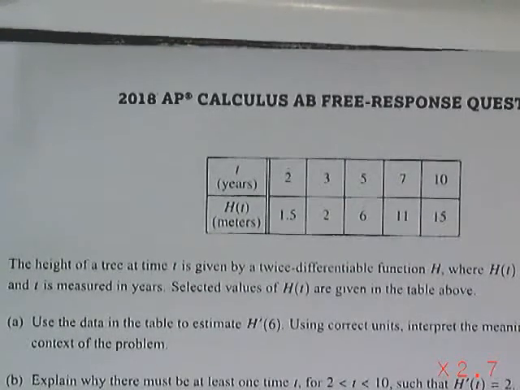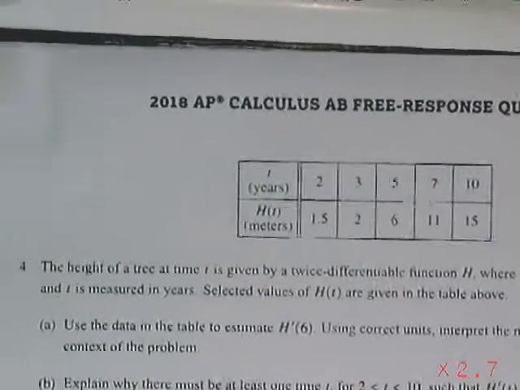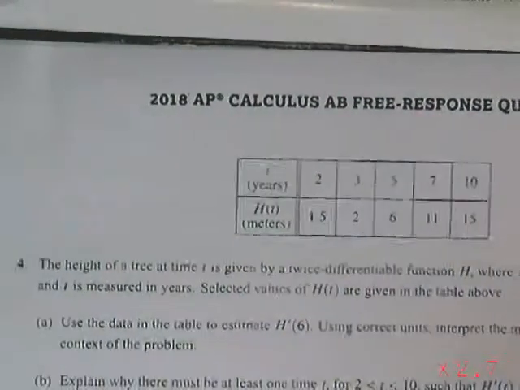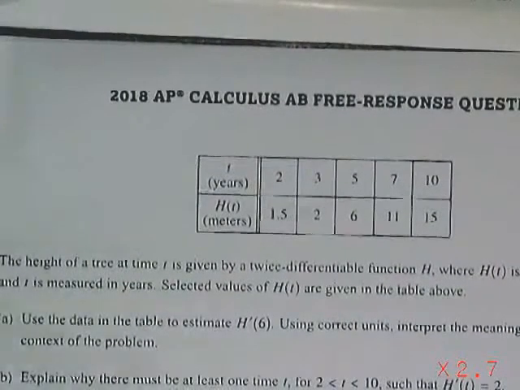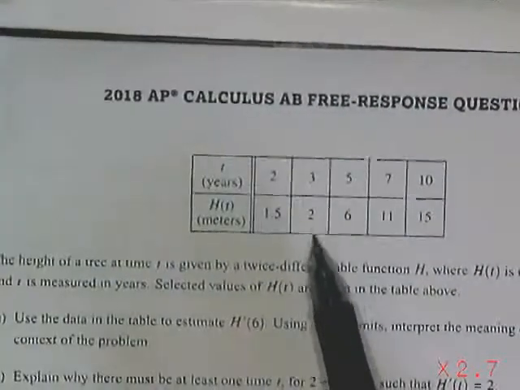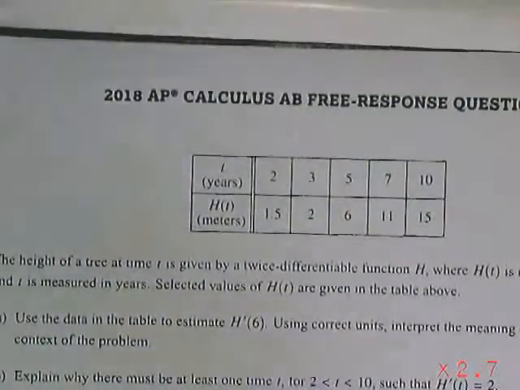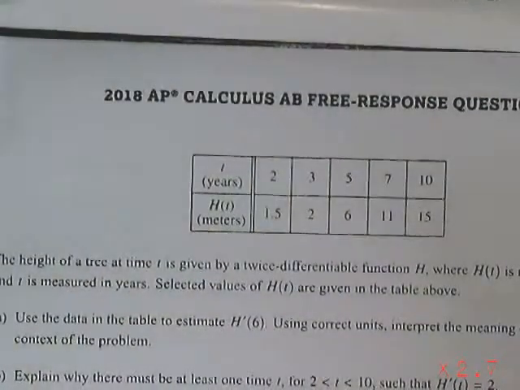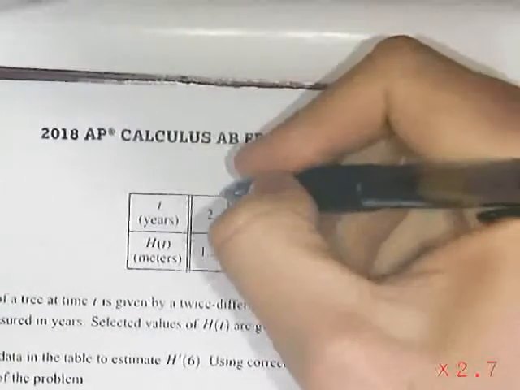Alrighty, time for another one. Question 4 from the 2018 AP Calculus AB free response question. This is a non-calculator question. Let's get to it. We see a chart before we even start reading, so we're thinking there's probably going to be a Riemann sum in our future. So let's do these intervals before we even know what's going on.